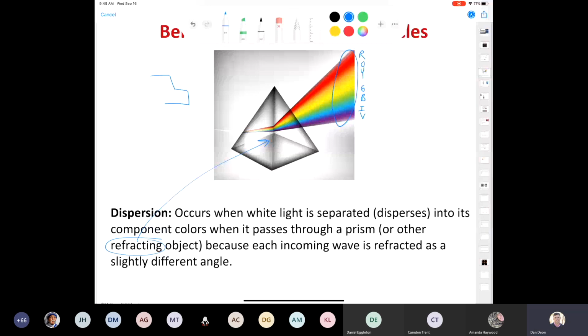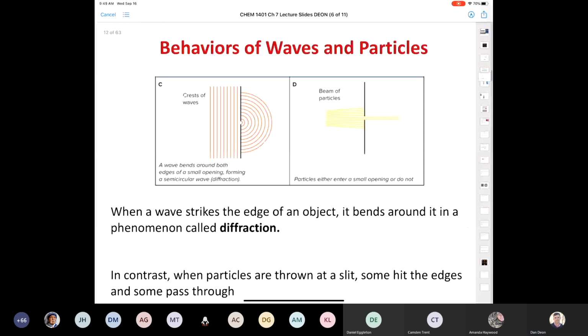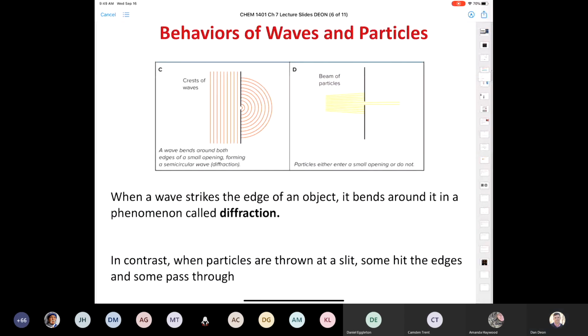Okay, moving on. Anyhow, so we've got dispersion down, and we've got refraction down, and we've got Roy G. Biv down. We're cooking with gas here, people. Let's move on. Now, we're going to look at what's called diffraction. So we covered refraction, we covered dispersion, and now we're going to talk about diffraction. It's kind of like mixing those two words together.